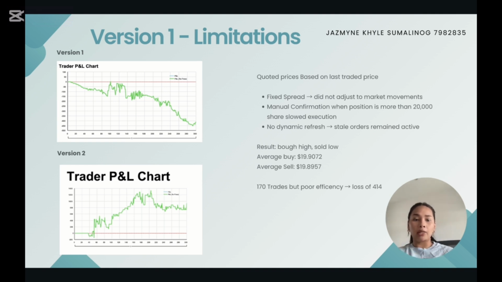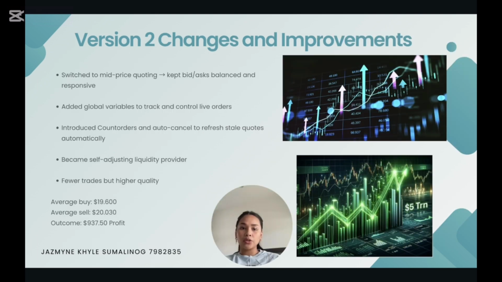Although it was able to execute 170 orders, the average buy price was $19.90 and the average sell price was $19.89, producing a total loss of $414. To fix this, I completely restructured the whole logic in version 2. I switched to mid-market quoting, so bids and asks were always centered around the current price instead of being fixed. I used global variables and a countdown order function to ensure two active quotes at all times. I also added auto cancel and refresh logic so the algorithm could instantly replace outdated orders, and included a trading window check to stop delayed session exposure.